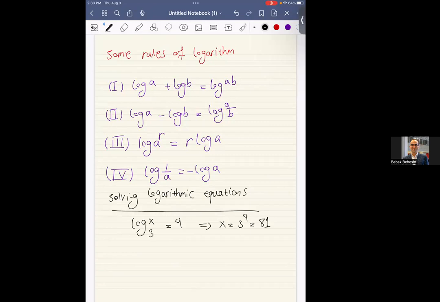Now imagine that instead of this, you have log x with base 3 plus log of x minus 1 with base 3 equal to 1. Now, how do you solve this one? You need to use one of the logarithmic rules, basically the addition of two logarithms. Can you solve this? If you add them, you basically multiply x with x minus 1.